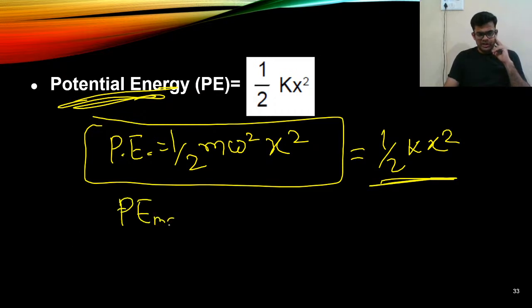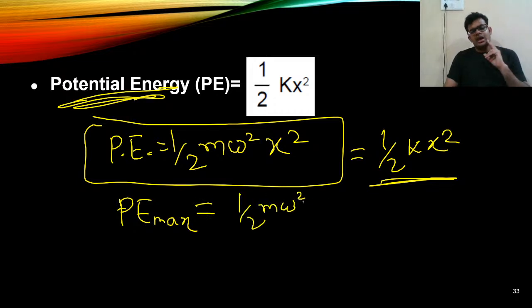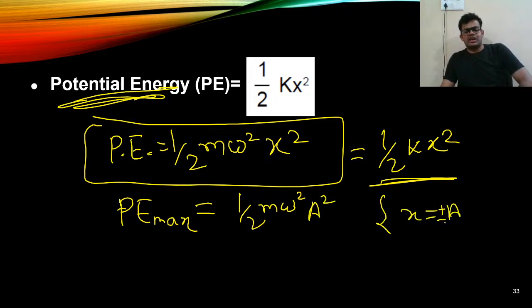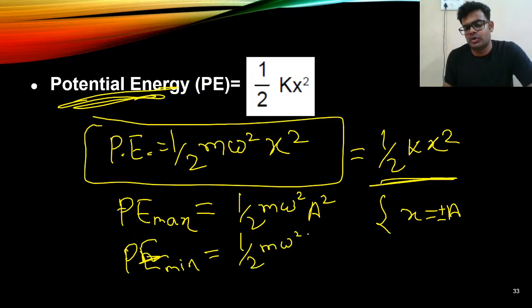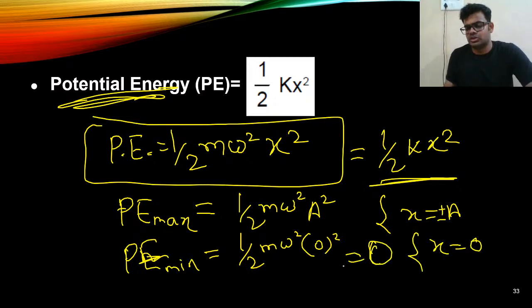What is the maximum potential energy? The maximum potential energy can be written as half m omega square, and x maximum is amplitude, so a square. At x equals plus minus a, we will get maximum potential energy of the system. Next, what is the minimum potential energy? Simply, half m omega square into 0 square, because at x equals 0, potential energy will also be 0. So this is the minimum potential energy.